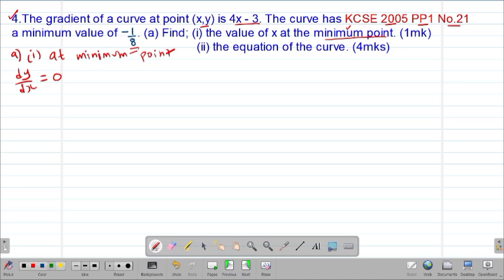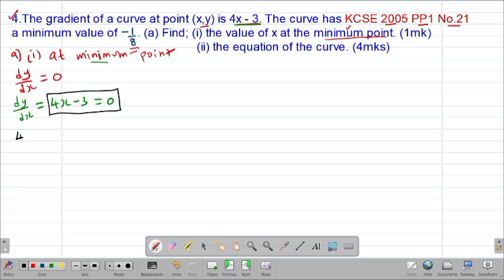Then we are told that the gradient of a curve at the point xy is given by 4x minus 3. Therefore, we'll say that dy dx, which in this case is given as 4x minus 3, must be equal to 0 at the stationary point. Therefore, I'm going to pick the second part of the equation so that I get the value of x at the minimum point.